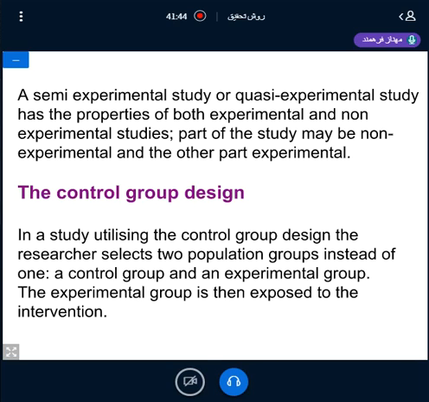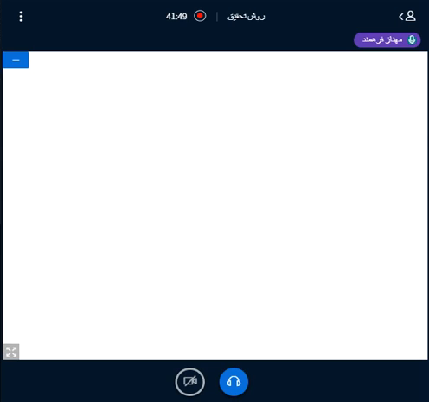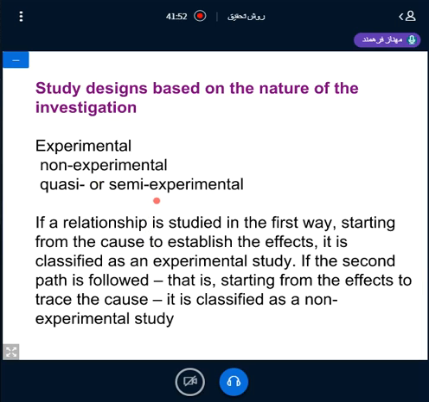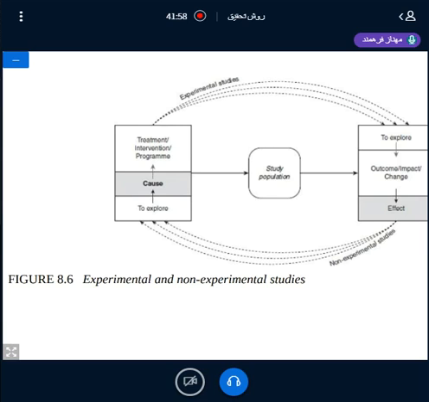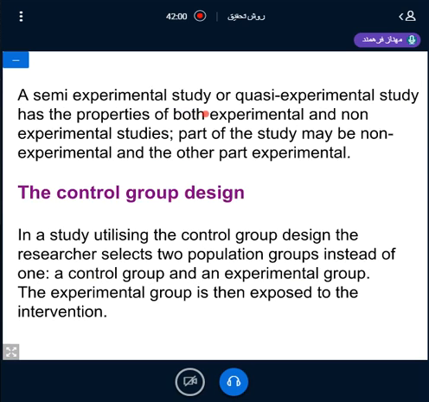Okay, and the third kind of study design here was semi-experimental, if you remember. A semi-experimental or quasi-experimental study has the properties of both experimental and non-experimental studies. Part of the study may be non-experimental and other parts may be experimental. So the semi-experimental study is a mixing of these two kinds.